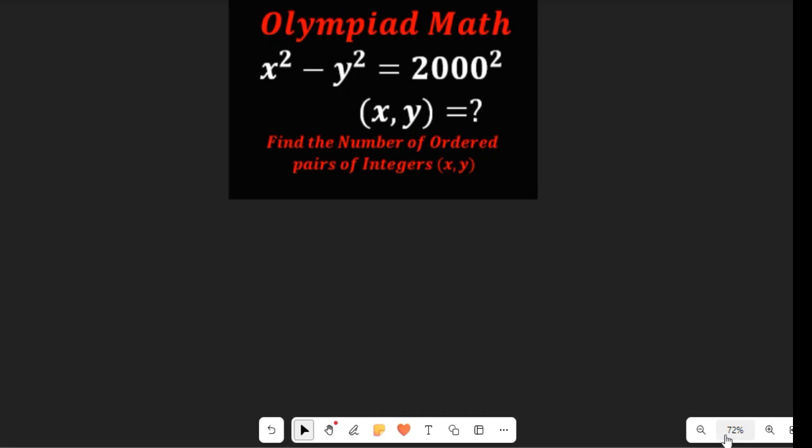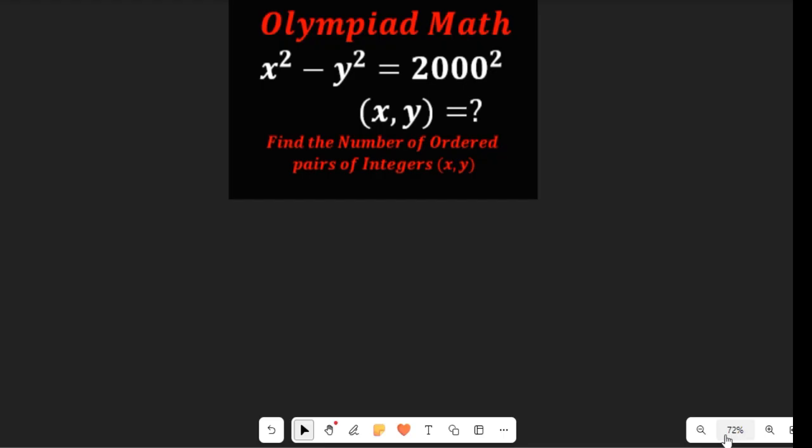What will you do if you are asked to find the number of ordered pairs of integers x and y from this expression? This is an AIME 2000 maths problem. We are asked to find the number of ordered pairs of integers x and y such that x squared minus y squared equals 2000 squared. What will you do?